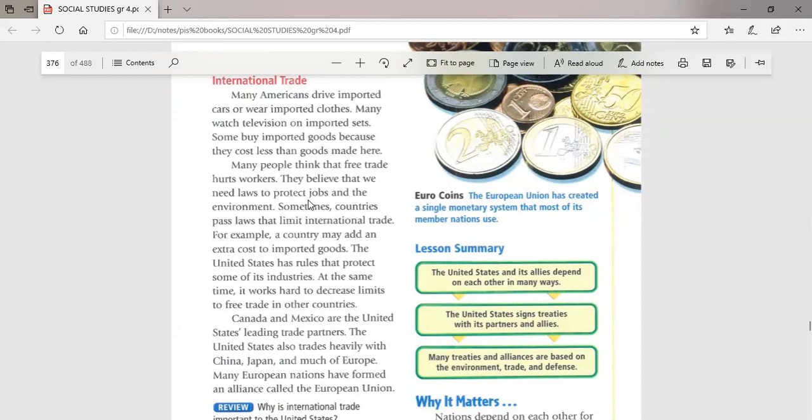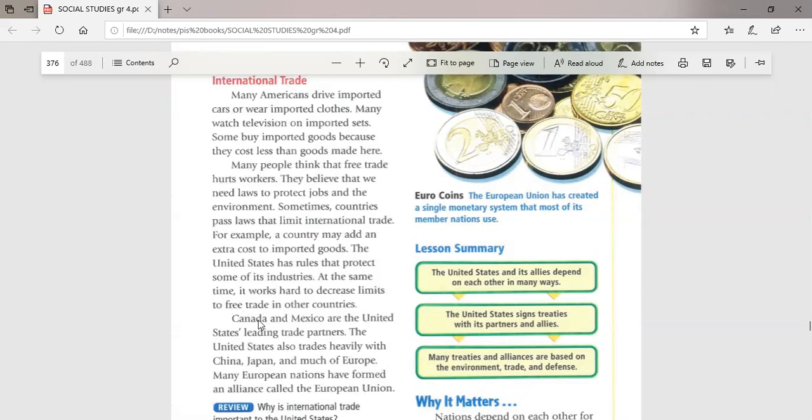Okay, so here is, guys, countries pass laws to limit international trade. Don't forget that. They encourage international trade, or trading with countries, but with a limit. For example, a country may add an extra cost to imported goods, and the United States has rules that protect some of its industries. Okay, so why does America do that? Why does Egypt do that? To encourage the local products, to protect some of its industry, the same meaning. At the same time, it works hard to decrease the limits, or to free trade, in other countries.